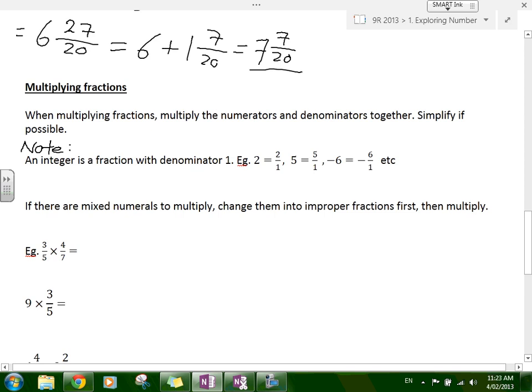And if there are mixed numerals to multiply, you have to change them into improper fractions first. And this is why I say more and more you'll stop using mixed numerals, and move towards improper fractions, because that's much easier to handle. There are all sorts of operations later on with algebra and other things. It's much easier to handle improper fractions than mixed numerals. So start just using improper fractions. So are there any questions before I do it?